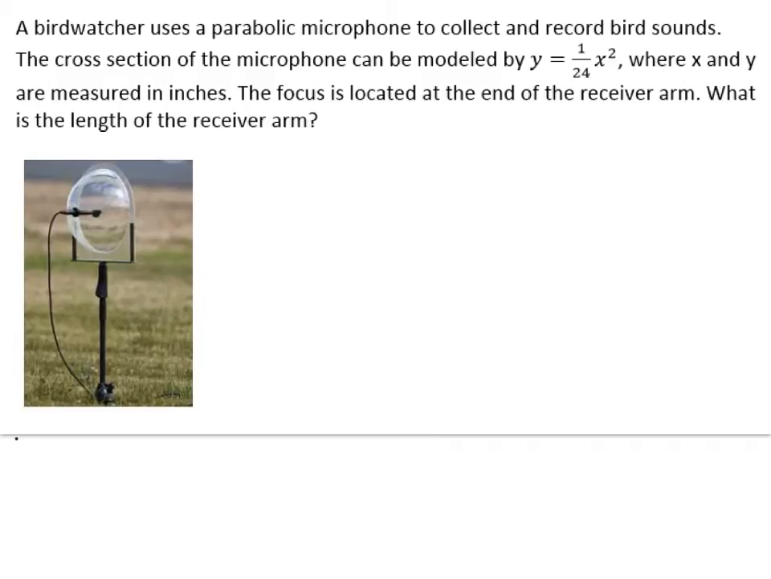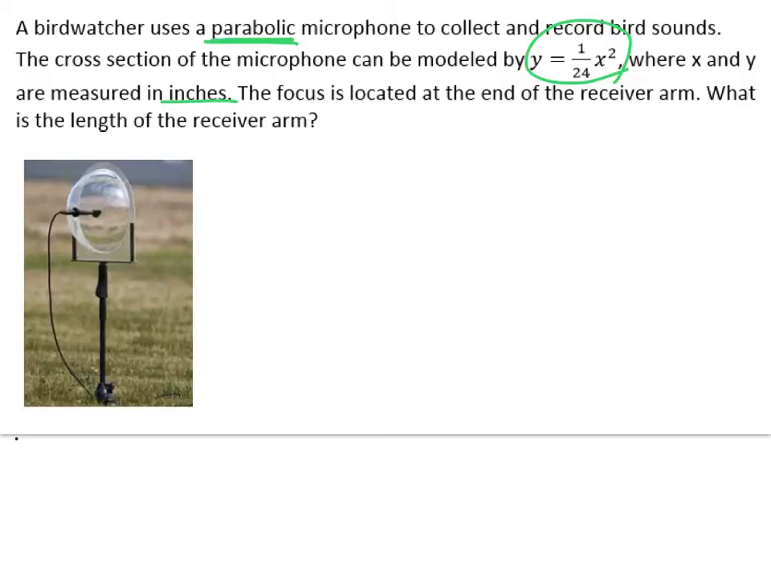Now it's time for the word problem. We're talking about a bird watcher, and he uses a parabolic microphone to collect and record bird sounds. If you don't know what parabolic is, you could just think about what we've learned, which is a parabola. A parabola is a U-shaped thing, so a parabolic microphone is a U-shaped microphone. So he records these bird sounds. The cross-section of the microphone can be modeled by y equals 1/24 x squared, and x and y are measured in inches. I'm underlining the most important parts.